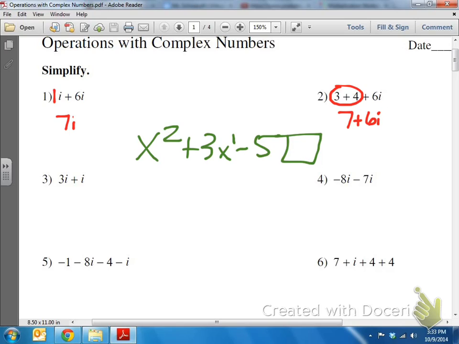So number 3, let's continue on here. Invisible 1 in front of the i. So that's going to be 4i. Not that bad. Here, double negative. So let's just make it plus a negative 7. That's going to give me negative 15i.